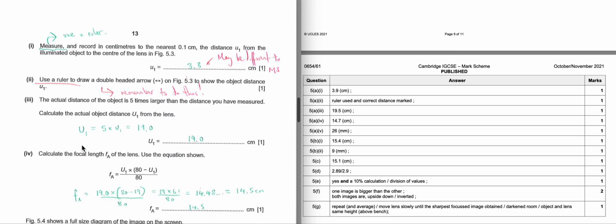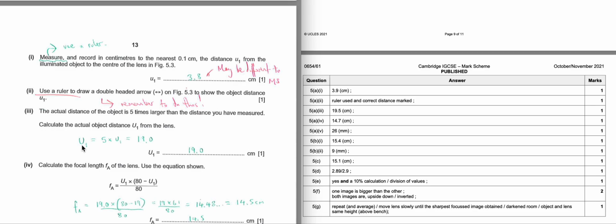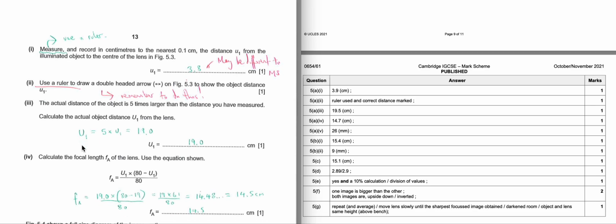You're then asked, given an equation, to put the numbers in and do a bit of calculation to find the focal length of the lens. Again, this is just a case of using what you're given, nothing too complicated here.